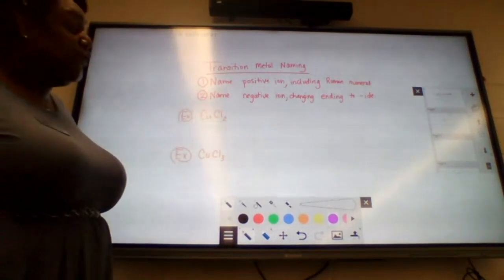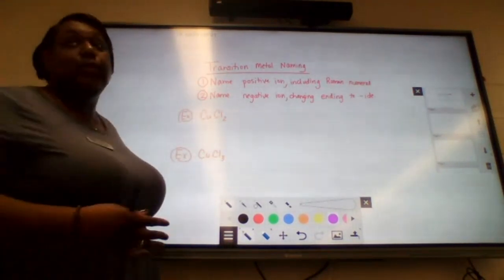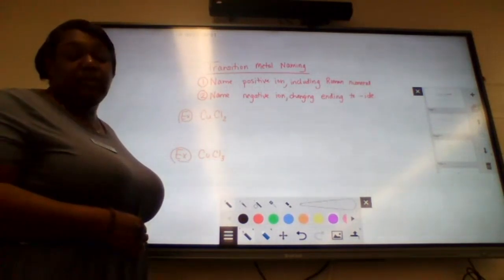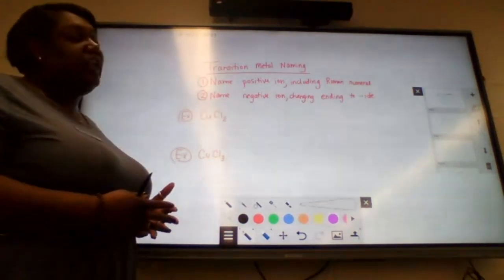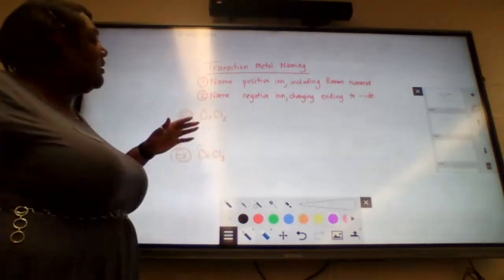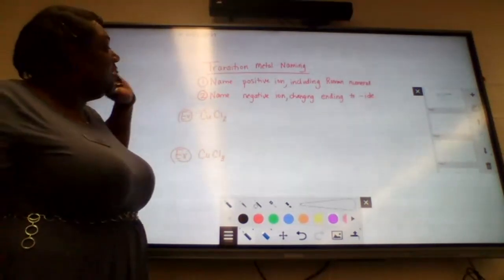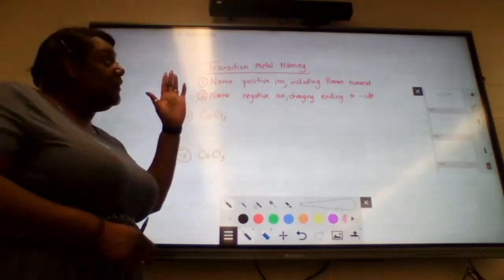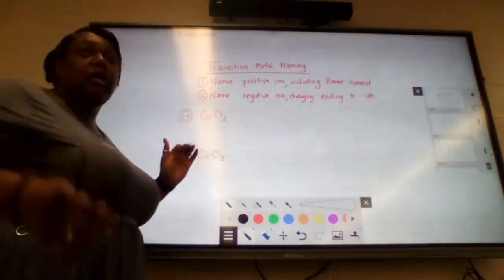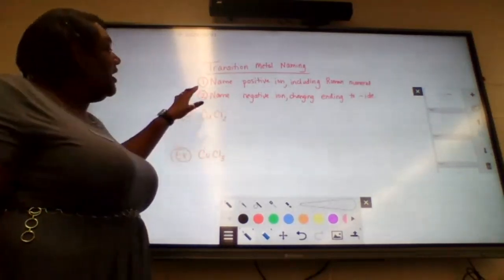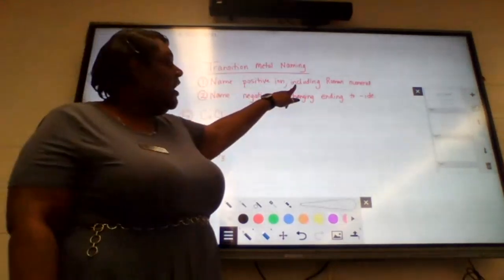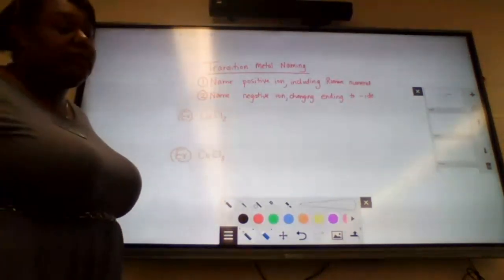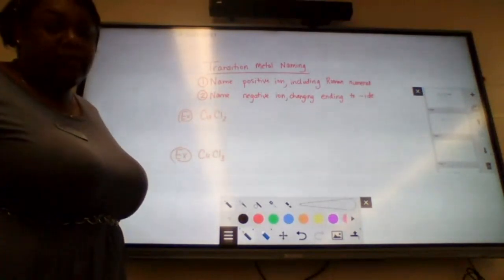And because they do, when we name them, we've got to tell you what the oxidation number is. So the rules really don't change, they just add another step. The first thing we want to do when we have a transition metal, and again, we're talking about anything from column 3 all the way over to the stair-step line, is name the positive ion, but now we have to include a Roman numeral that tells us what the oxidation number is.